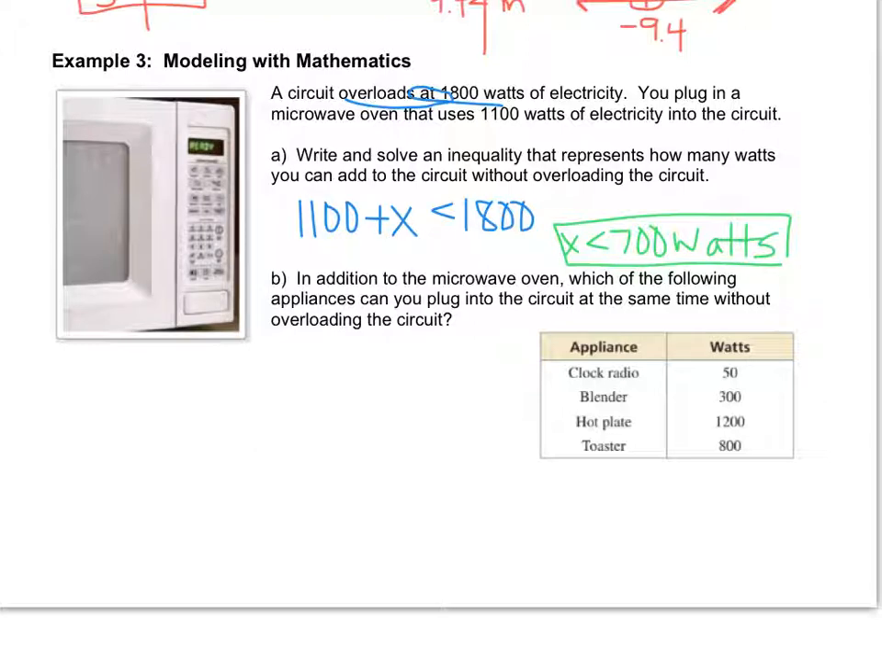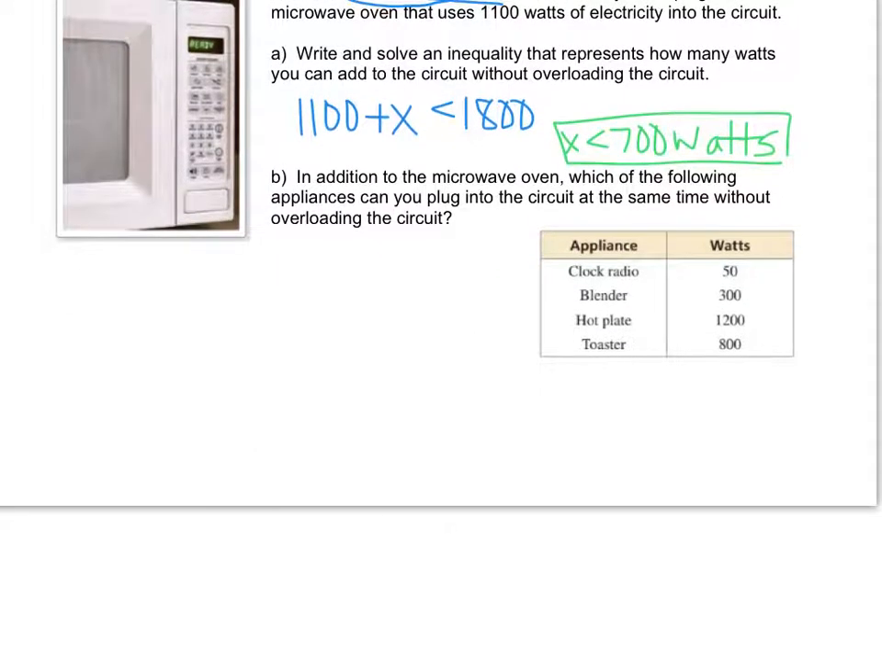So letter B is just an application of that answer. So if x is less than 700 watts, in addition to this microwave, which appliance can you plug in? So we can plug in the clock radio because that's under 700. And we can also plug in the blender, but the toaster and the hot plate are too high.